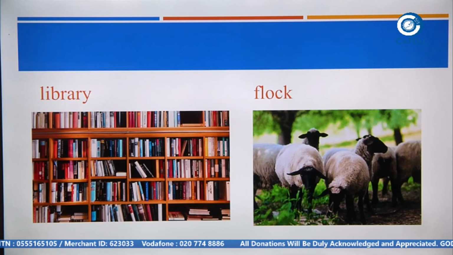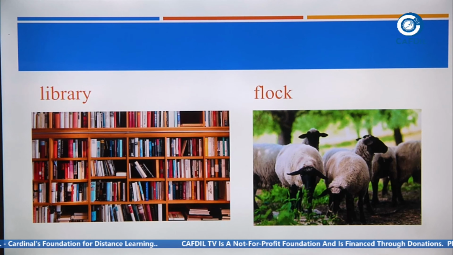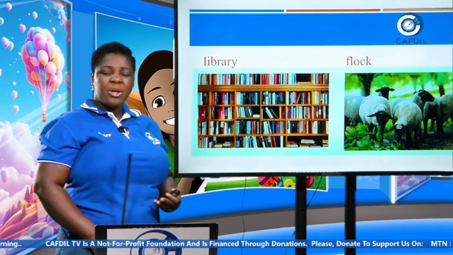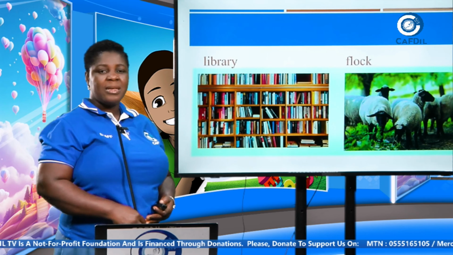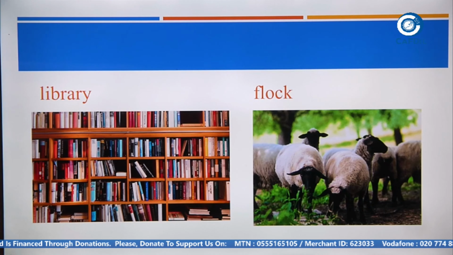Let's take another example. What do you see here? You find many books, different books, different colors, different sizes, all together. We call it library. Do you have a library in your school? Do you go there to read books? So in the library, we have different kinds of books. We have different colors of books. So many books together, we call them library of books.